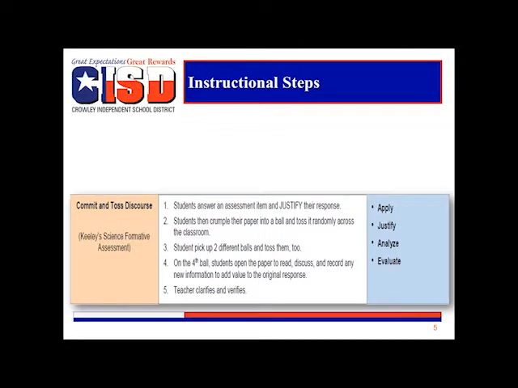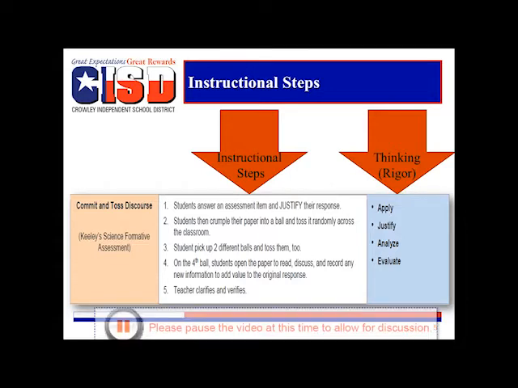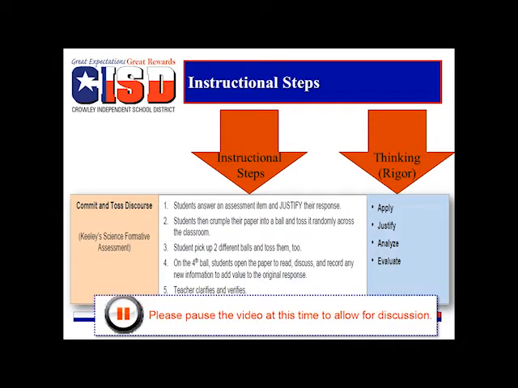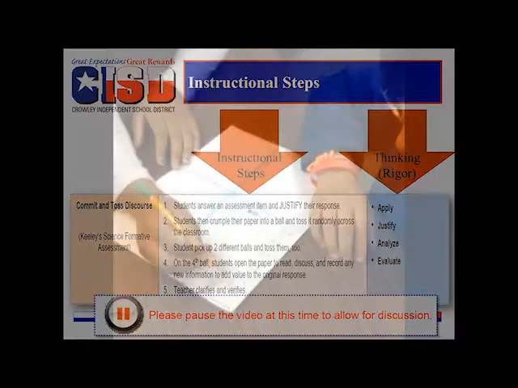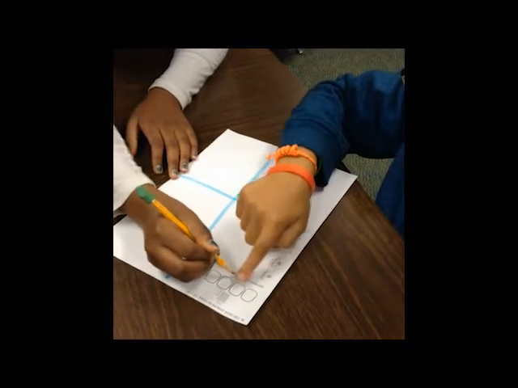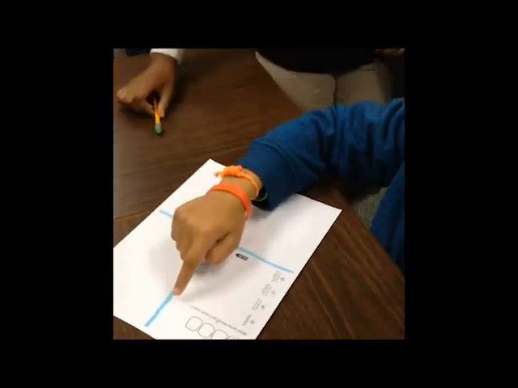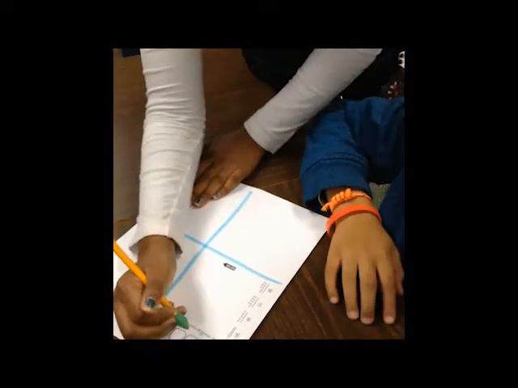Let's take a look at the instructional steps and the thinking or rigor required of students to complete this activity. Please pause the video at this time to review these steps. Now let's watch the commit and toss discourse in action. Students begin by processing the question, committing to an answer, and then describing their thinking with their small group.